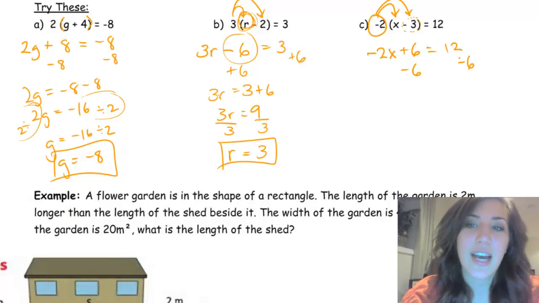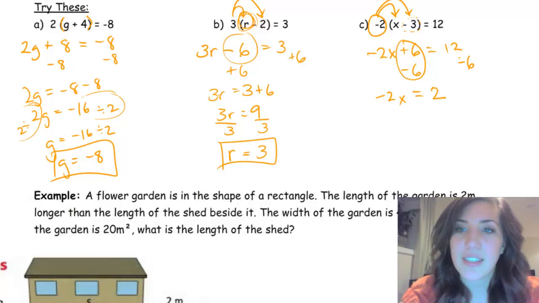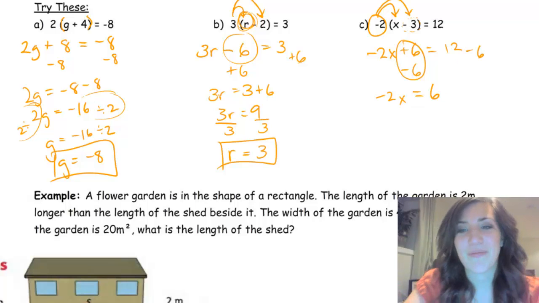Let's get rid of that 6. Do it to both sides. And then negative 2x equals 0, equals 12 minus 6. That looked like a dividing, didn't it? 12 minus 6 is 6.